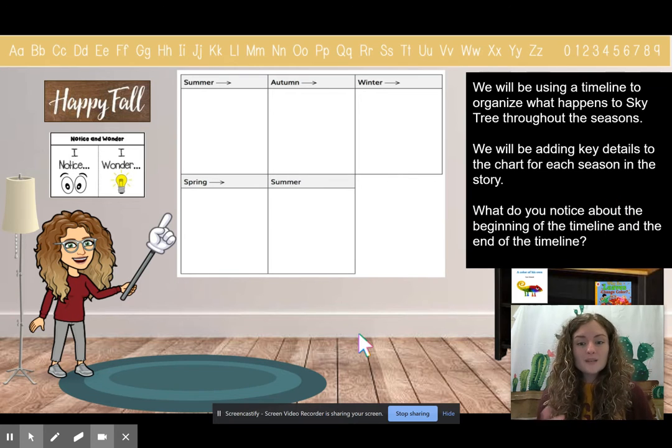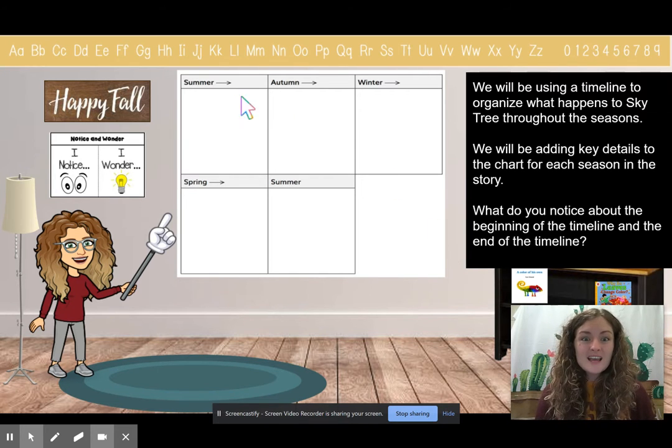So what we are going to be doing is adding key details that we see happen during the changes in season. What do you notice about the beginning of our timeline? So our beginning of the timeline starts in summer, it moves into autumn, then into winter, spring, and then ends in summer. What is something that you notice on this timeline? Tell me in the Ed Puzzle.